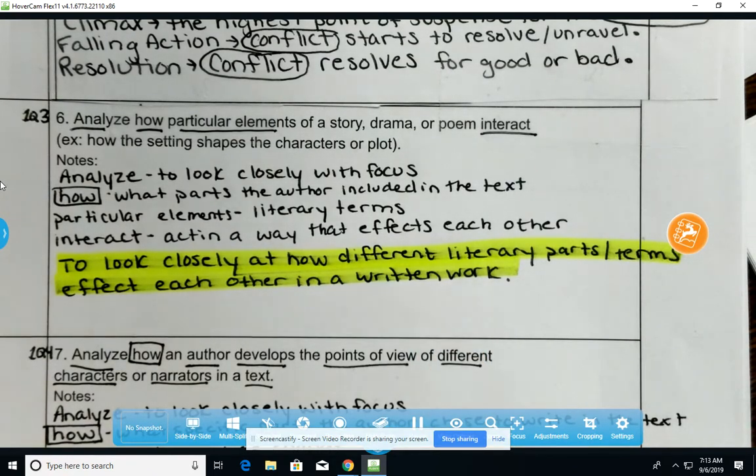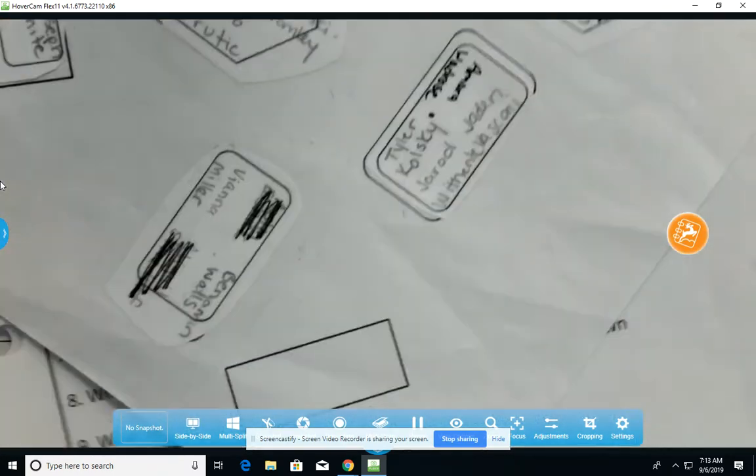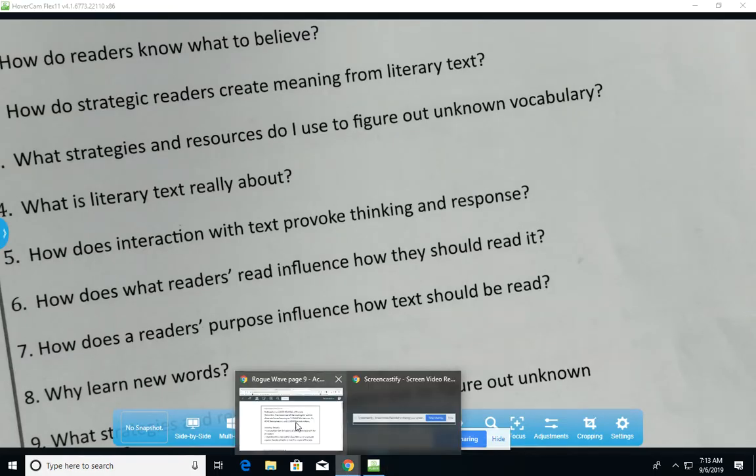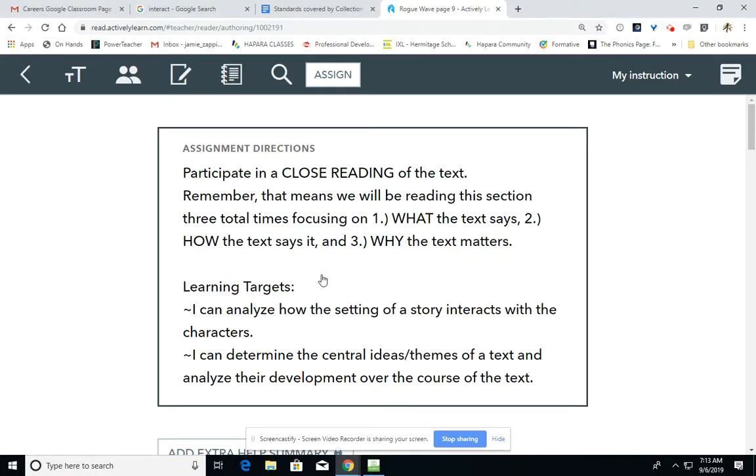Because setting does impact the characters. The setting can impact the plot. The characters can impact the conflict. All of the literary terms or literary parts can interact with each other. And that's what we're going to focus on for today's close reading of a section from Rogue Wave. So let's look at what you're going to do.